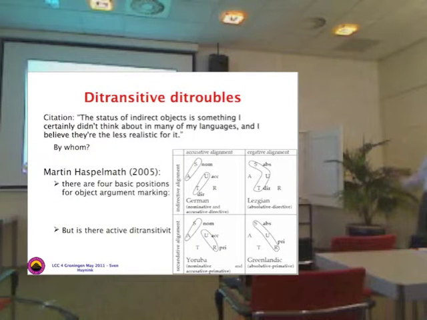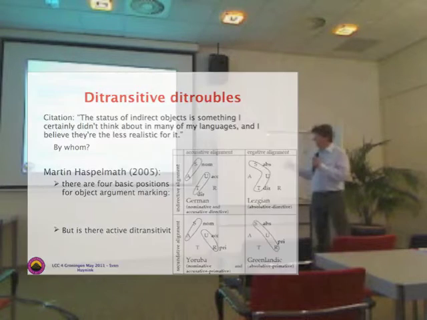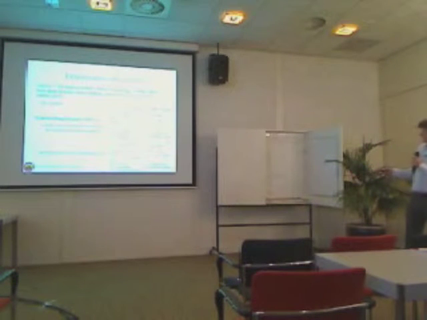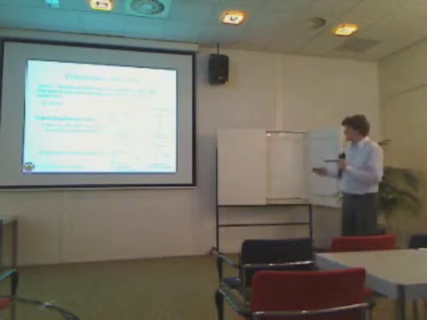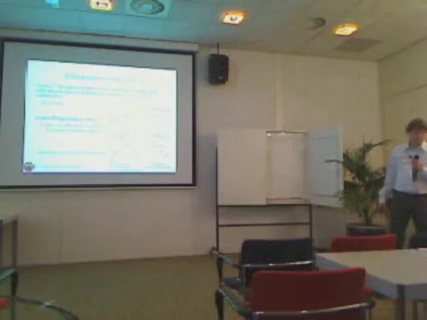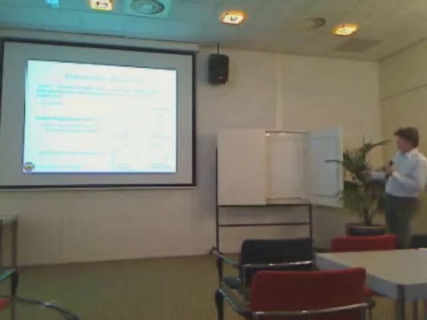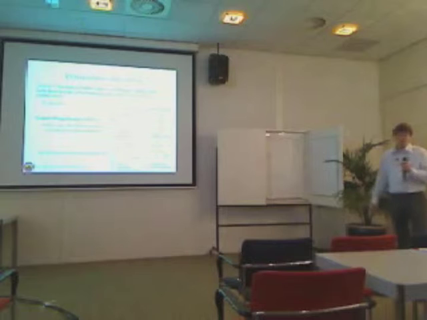And I discovered that Martin Haspelmath had 4 basic positions for object argument marking. The theme, so the book that is given, can that have the same case as the object, or the recipient can have the same case as the object. And then there, of course, is the difference whether it is a nominative language or an absolutive language. So there were 4 basic positions.